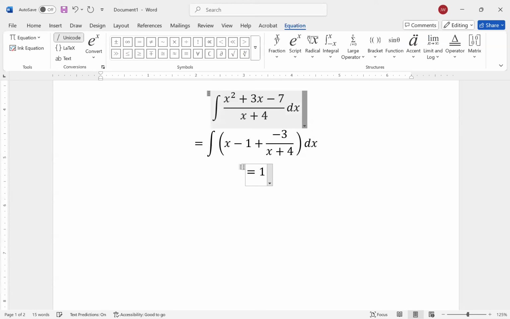So the antiderivative of x is 1/2 x squared. The antiderivative of -1 is just minus x. And then the antiderivative of -3 over x plus 4 is going to be -3 times the natural log of x plus 4. Normally, I would divide by the coefficient of the x, but since the coefficient of the x is 1, 3 divided by 1 is just 3, so I'll just leave it as a -3, in other words.